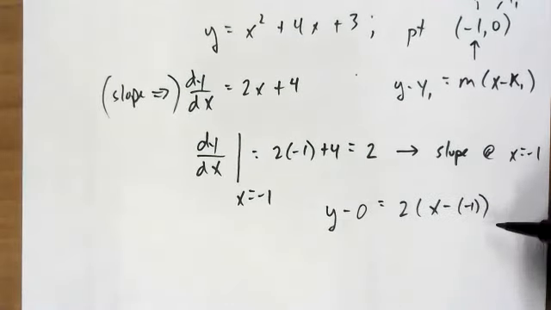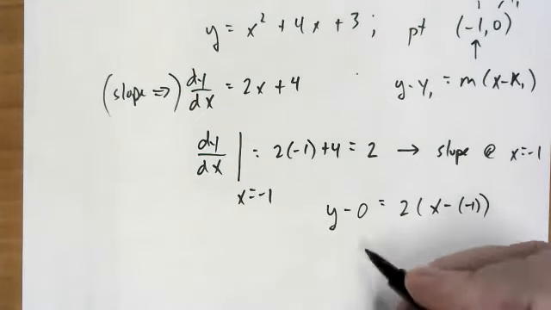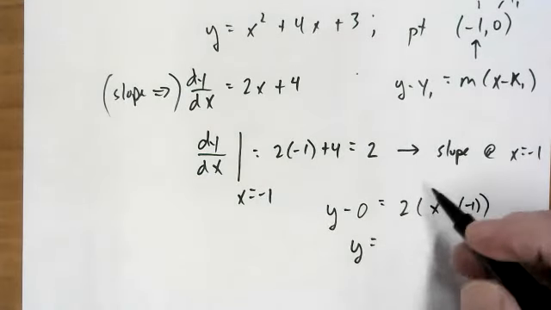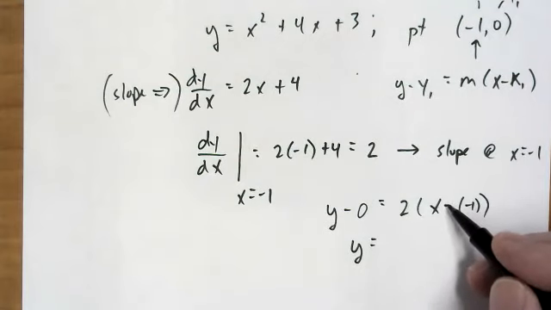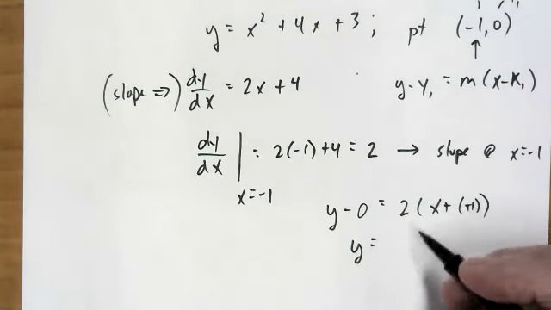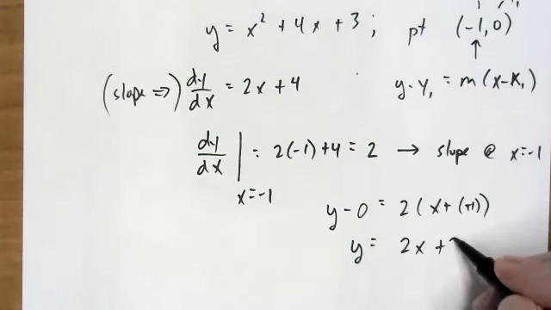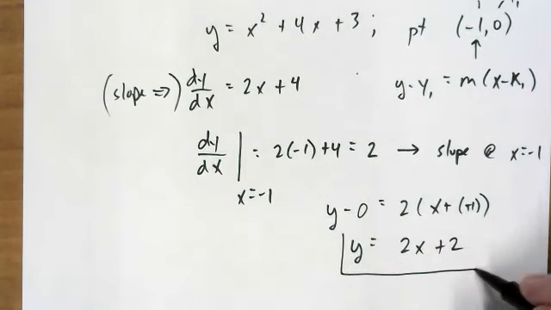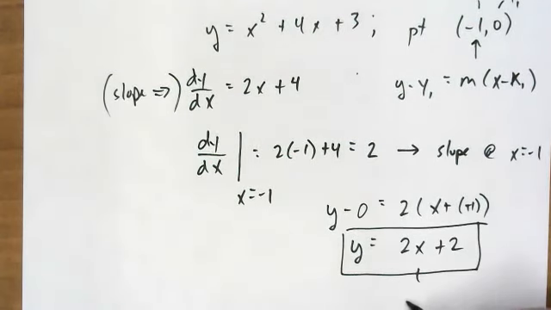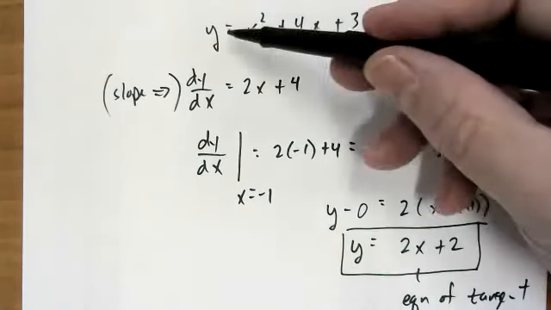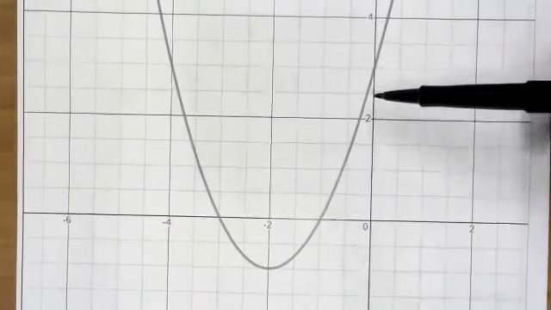So now I just want to get y by itself, and once y is by itself, this should be the equation of my tangent line. So this is going to be 2x plus 2 if I distribute the parentheses. So this is the equation of the tangent line at x equals -1. Now, just to help you visualize it, I took this equation and I made a graph.